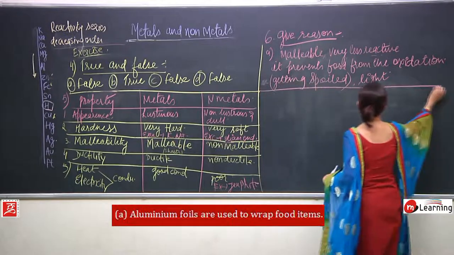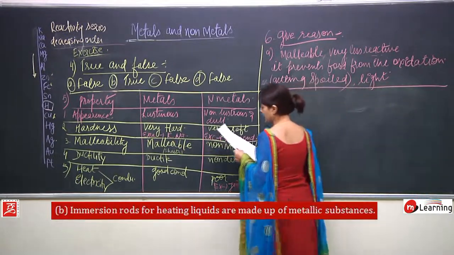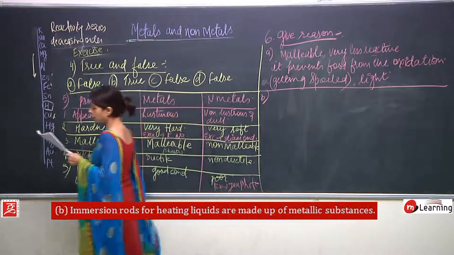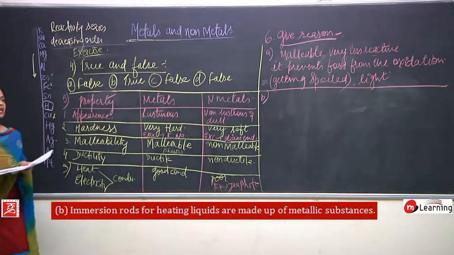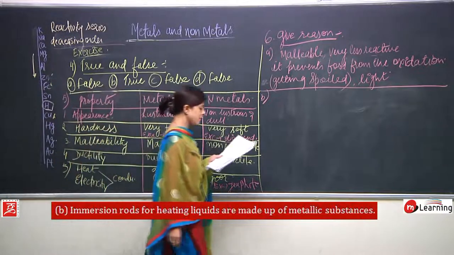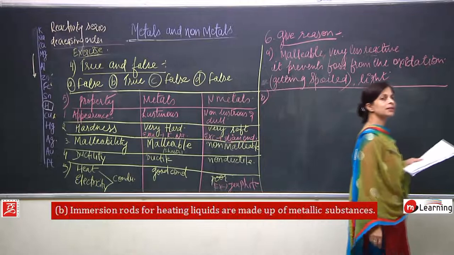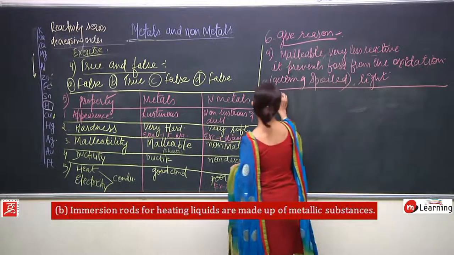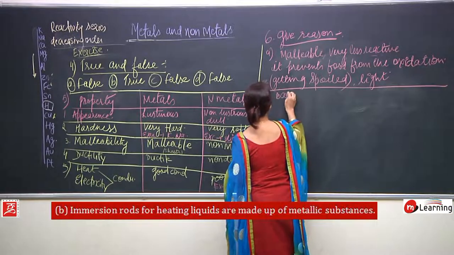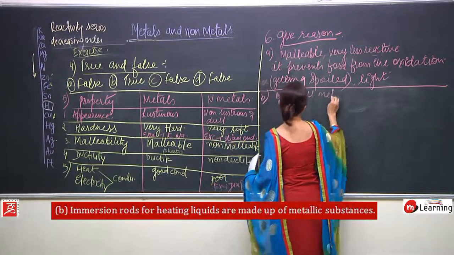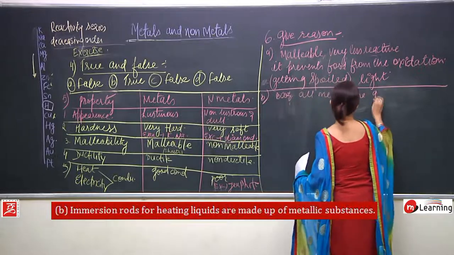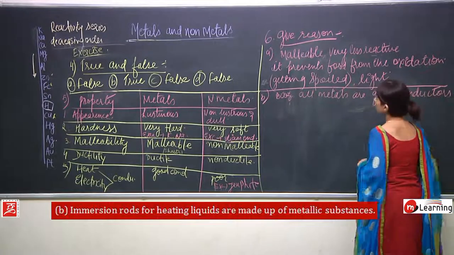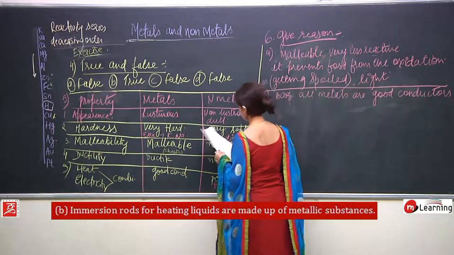Now we'll move to the next one, B: immersion rods for heating liquids are made of metallic substances. We have discussed much about this. When we talk about heating, it has to be a good conductor of heat, because all metals are good conductors of heat.